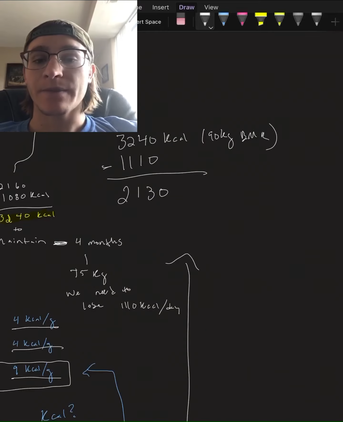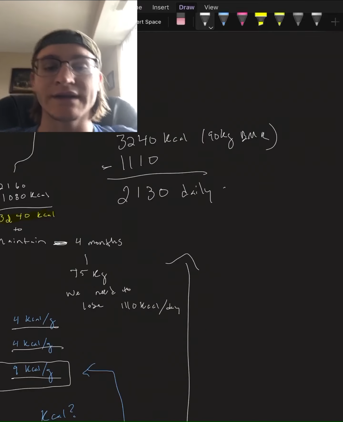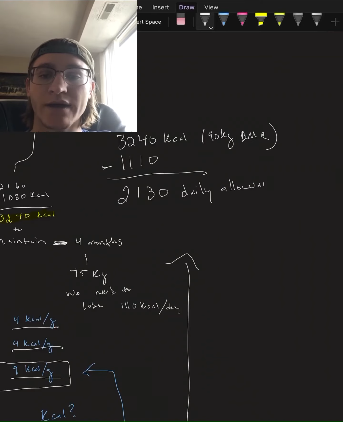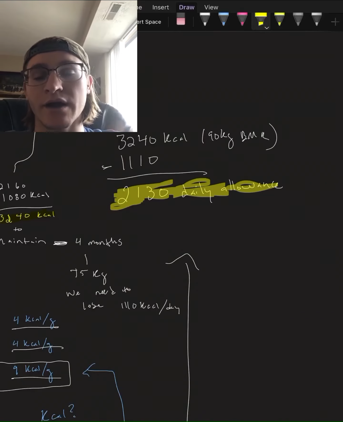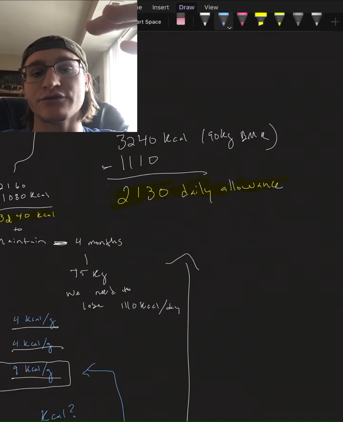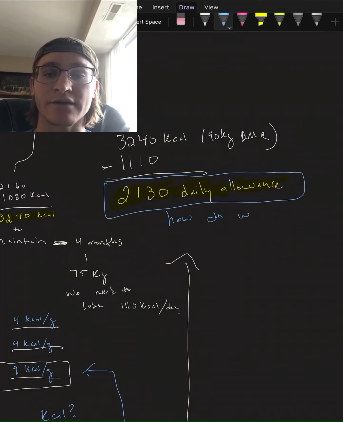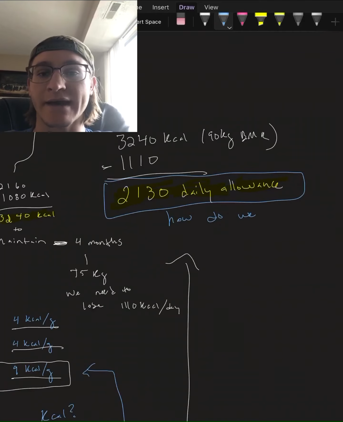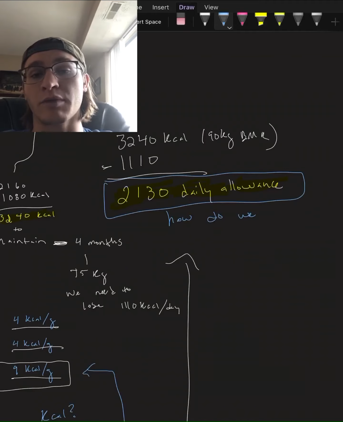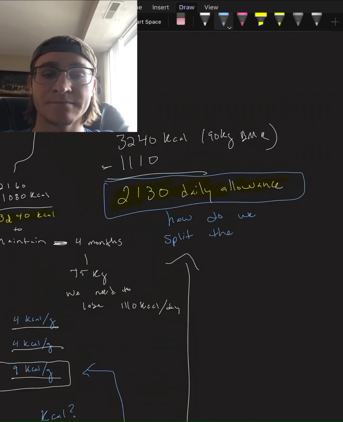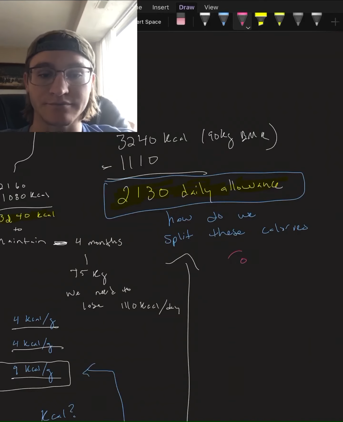And that would mean that per day we need to ingest 2,130 kilocalories. That's our daily allowance. So I hope you guys see what I did there. We got our base rate, which is 3,240, which is our sustaining. That's what our body wants to do to sustain. And we're going to remove 1,110 kilocalories from that so that we can be in caloric deficit, meaning our body is not ingesting enough to sustain. And we're going to go down to 2,130 as our daily allowance.